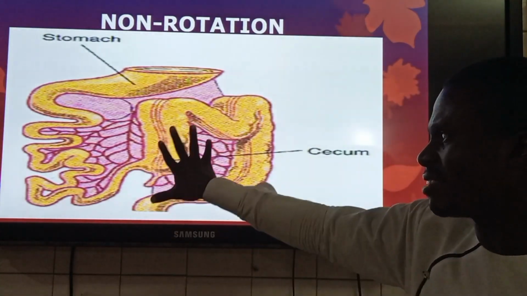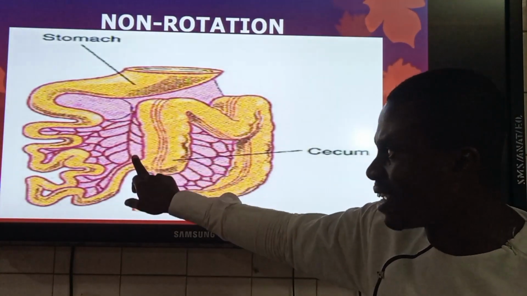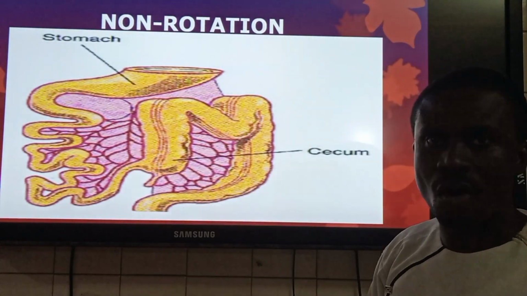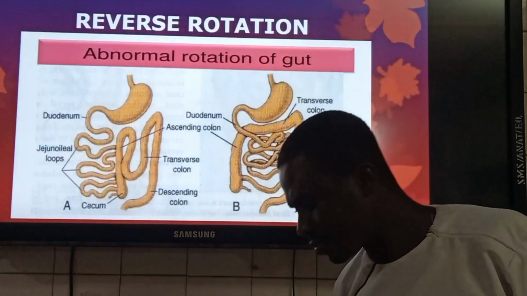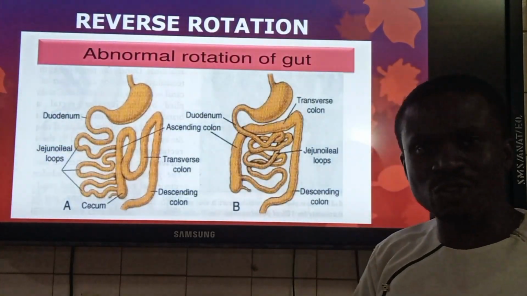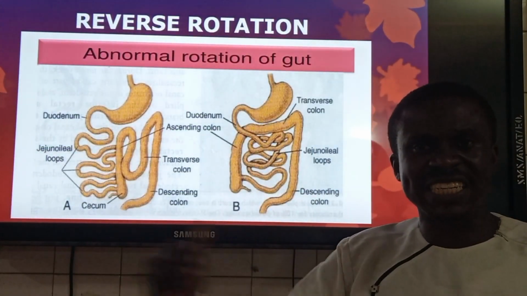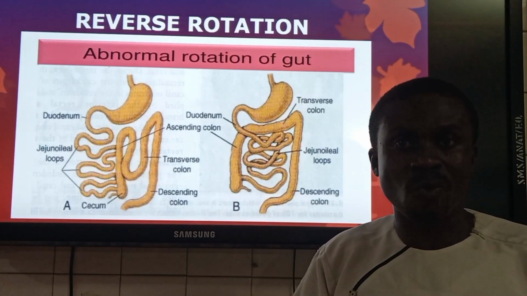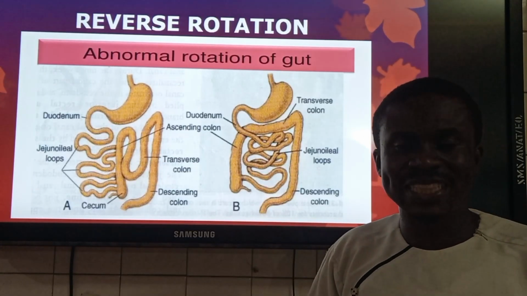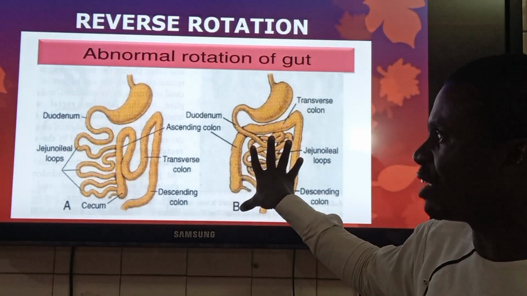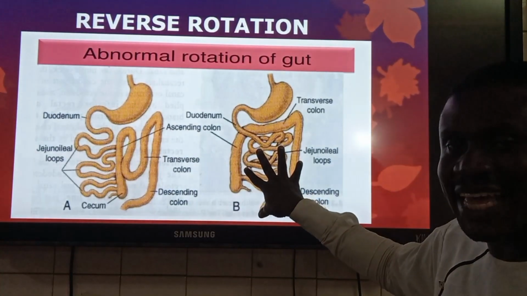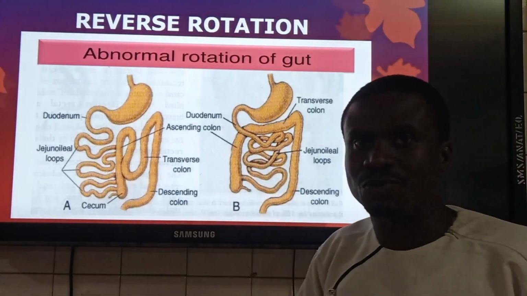So what do we see? That is exactly what we see over here, and the axis by way of the superior mesenteric artery will be in between them. This is a case of non-rotation. Then, in situations where the remaining 180 degrees rotation goes the opposite way, instead of counterclockwise it becomes clockwise, that's the case we've described over here. So this becomes a case of what we call reverse rotation.